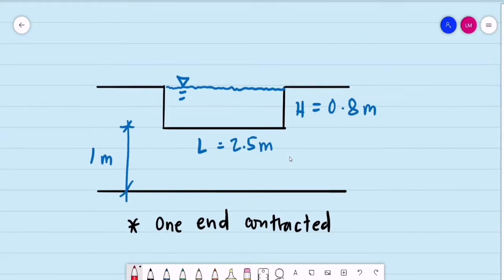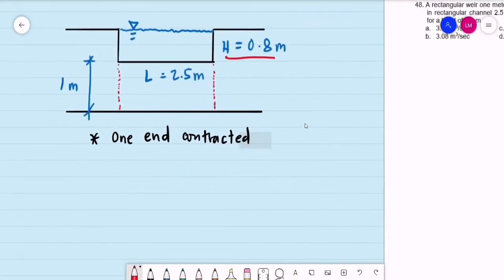So, for example, ito yung open channel. Maglalagay lang tayo dito ng harang sa ilalim na 1 meter high. That is considered as a weir. Okay? Pero yung head daw is 0.8 meter. Sinabi niya sa problem na one end contracted. Kapag one end contracted, hindi natin gagamitin yung L. Ang gagamitin natin dito is the L prime.